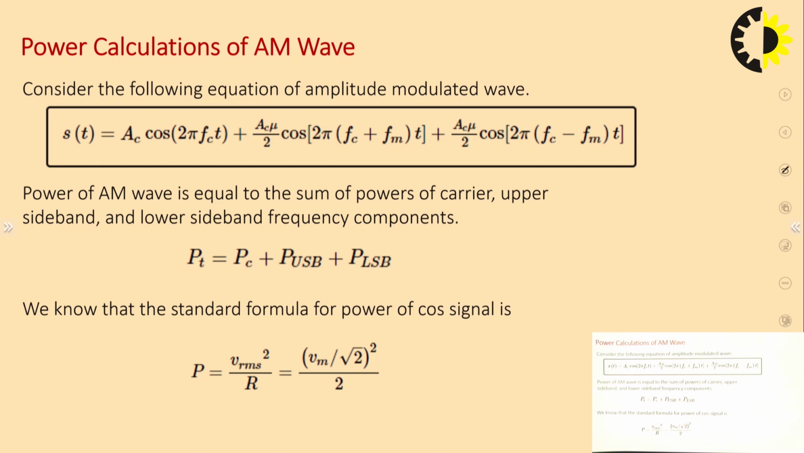Now we are coming to the power calculation of amplitude modulation. This is my standard equation which I have calculated. Now there are 3 terms. This is the first term and this one is the carrier. This is the second term and this one is the upper sideband. This is the third term and this is the LSB, the lower sideband. Now we are going to calculate the power of the 3 terms. First is the power of the carrier, second the power of USB and third the power of LSB. So total power would be PC plus PUSB plus PLSB.